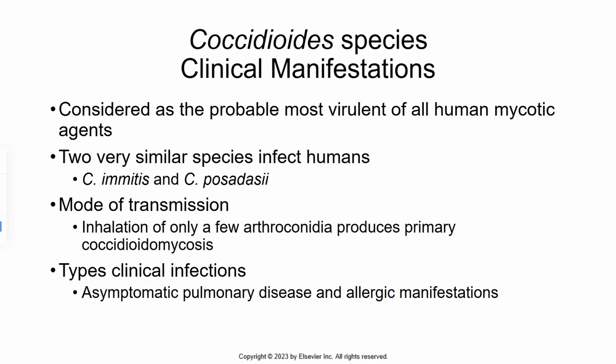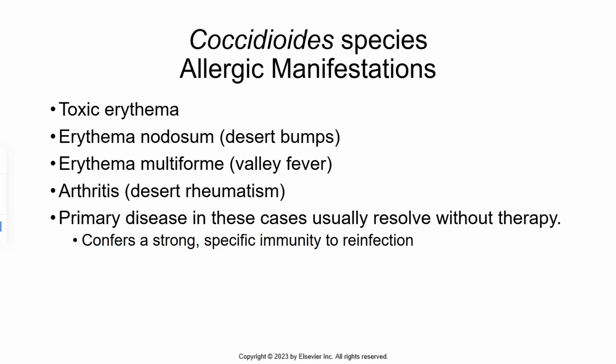Coccidioides is considered the probable most virulent of all human mycotic agents. Two very similar species infect humans, C. immitis and C. posadasii. Mode of transmission: inhalation of only a few arthroconidia produces primary coccidioidomycosis. Types of clinical infections: asymptomatic pulmonary disease and allergic manifestations, toxic erythema, erythema nodosum, erythema multiforme, arthritis. Primary disease in these cases usually resolves without therapy and confers a strong specific immunity to reinfection.